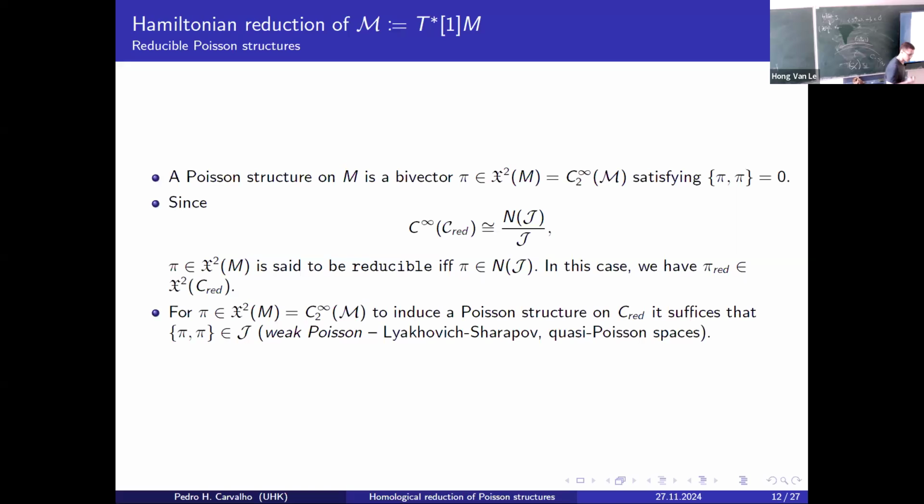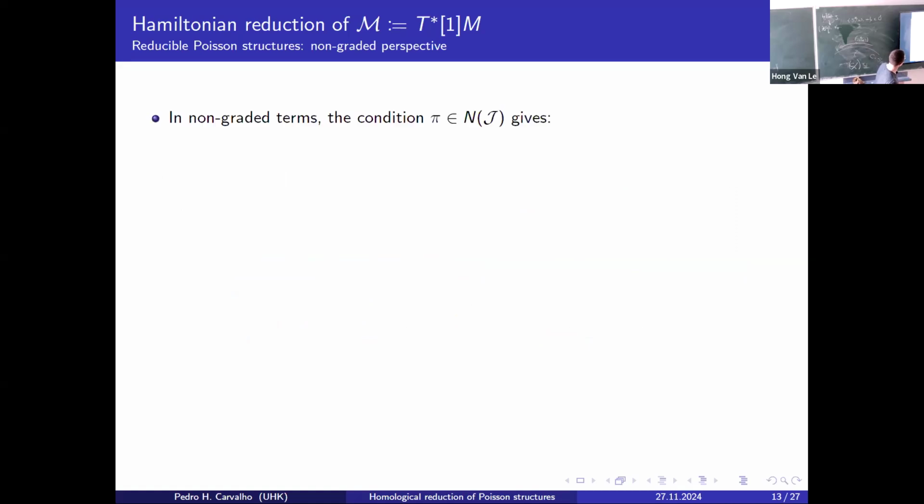Okay, cool. So there's a way of tying the Poisson structure with this construction. You see, the non-graded perspective. In non-graded terms, when you translate this condition, you get what's written here. So you have this infinite-dimensional gauge invariance: you consider functions that are defined on the manifold, but functions that restrict to invariant functions here.